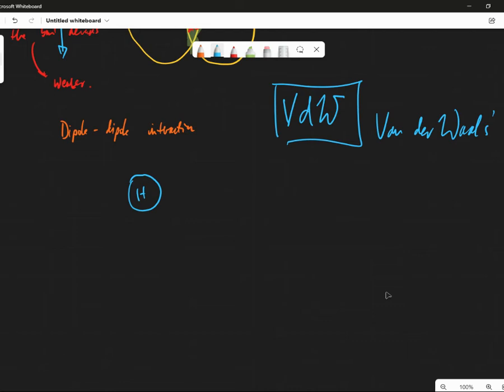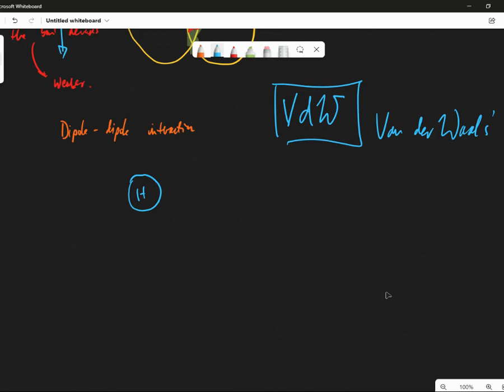This is why very long polymers like polythene, even though they're non-polar, have huge van der Waals strength between them, because they're so long and they've got huge numbers of electrons in.